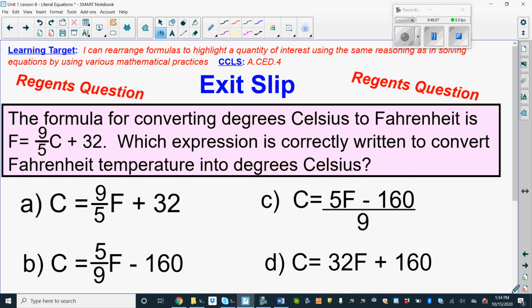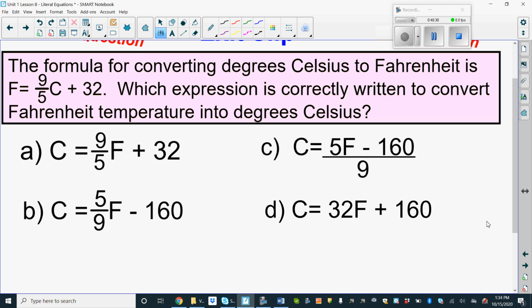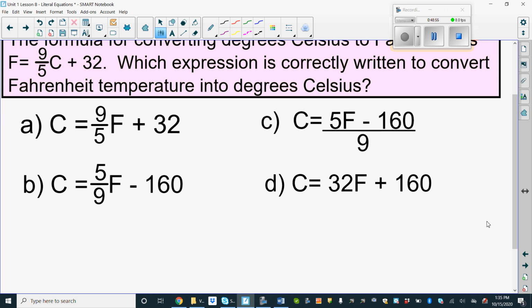Last but not least is our exit slip, which was again another Regents question. The formula for converting degrees Celsius to degrees Fahrenheit is F equals 9/5 C plus 32. Which expression is correctly written to convert Fahrenheit temperature into degrees Celsius? So we are going to start by writing down the equation. Start with F equals 9/5 C plus 32. We want to solve for C.